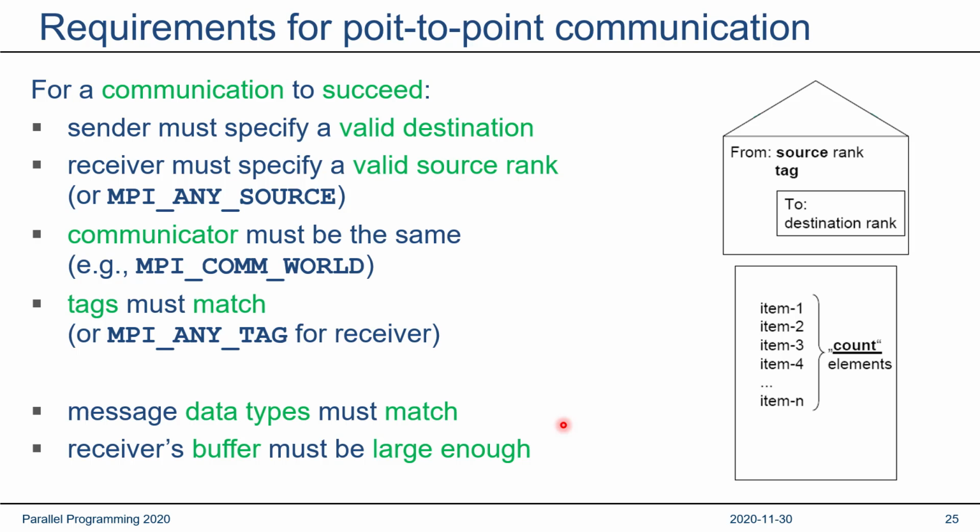Now, I mentioned before there are some conditions in MPI for when a message can be reliably transmitted. There are actually definite rules, and you can read about this in the standard, so I tried to summarize that on this slide. For a communication to succeed, the sender must specify a valid destination. The receiver must specify a valid source rank or a wildcard. The communicator of the two must be the same. The tags must match. The message data types must match, and the receiver's buffer must be large enough. So this is the list of conditions that must hold.